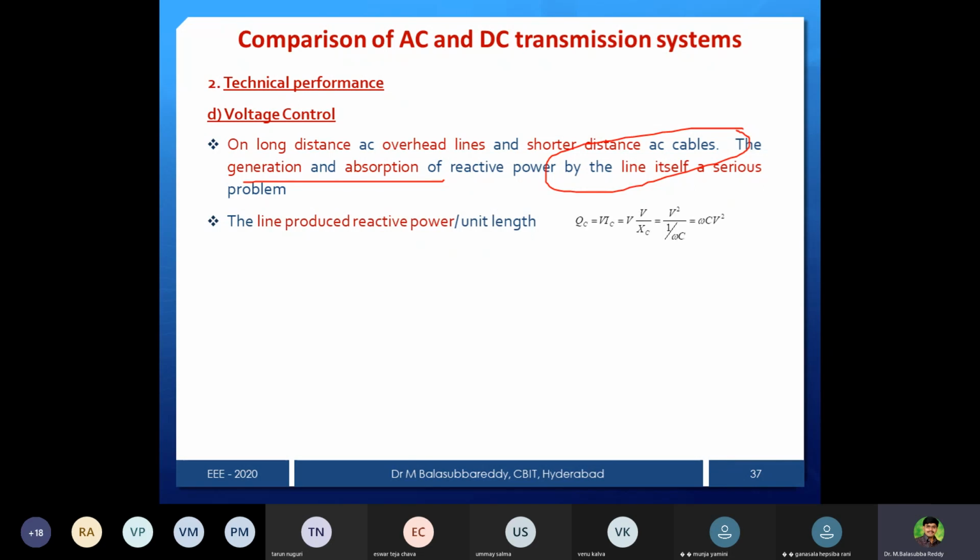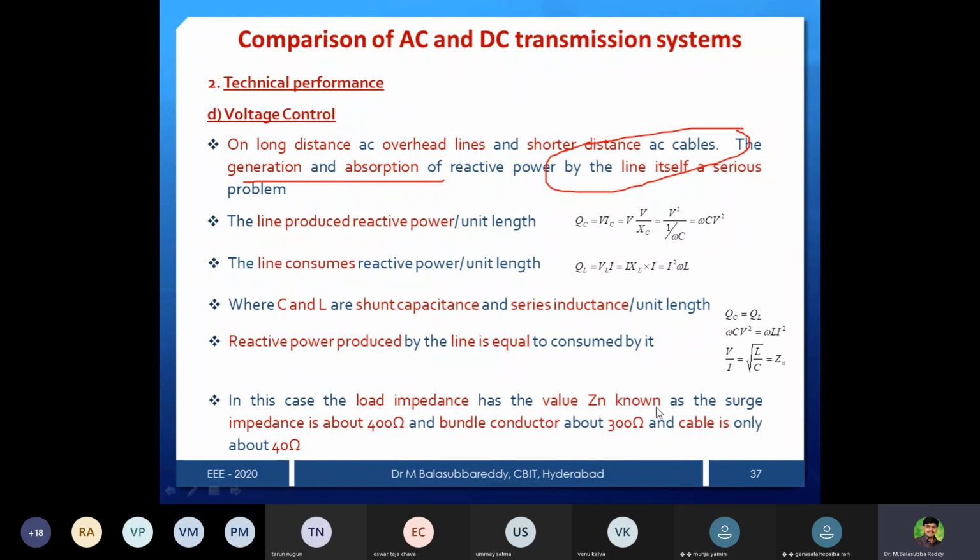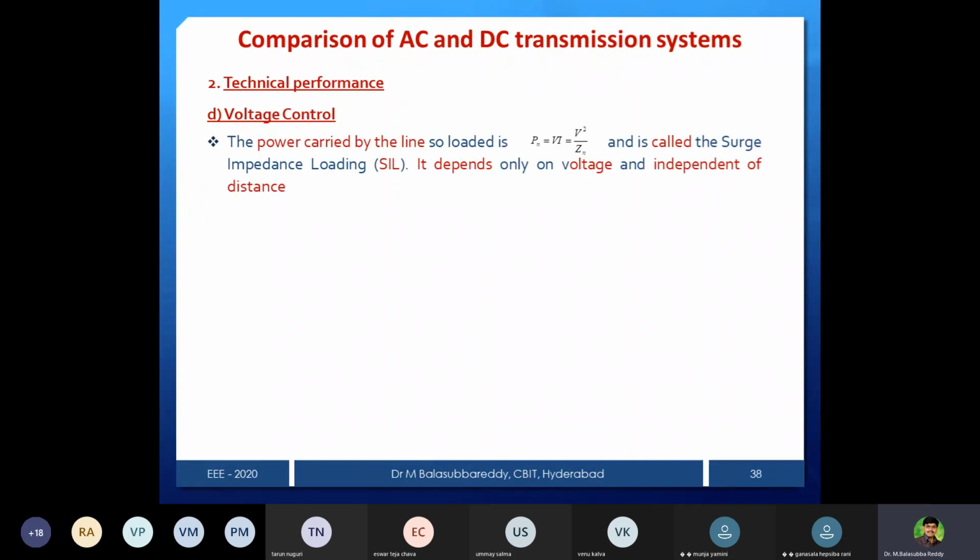The line produces the reactive power, this is all explained, I'm just going a little fast, we covered this already. This is QC, and then the line consumes reactive power I squared WC. Then if we equate these two things, we get the surge impedance, that will become Zn. We consider Zn as the nominal surge impedance loading. And these are the different resistances of the transmission line, bundle, conductor, array, cables, all these things are specified. The power carried by the line when loaded is Pn, V squared by Zn, or you can say the root of the surge impedance loading. So that way also you can use.